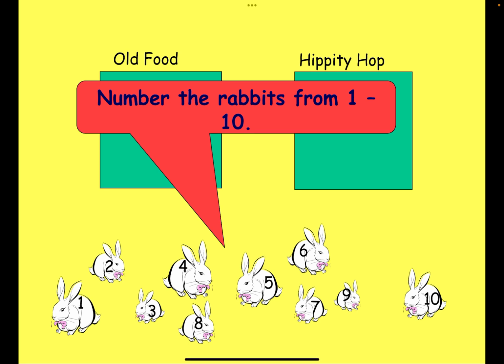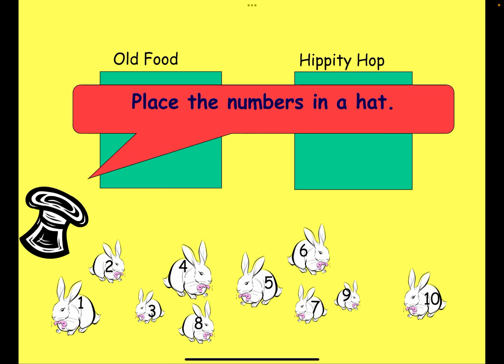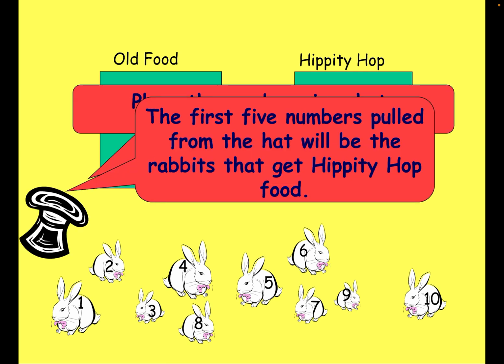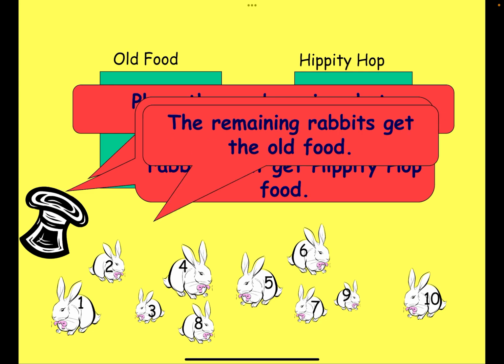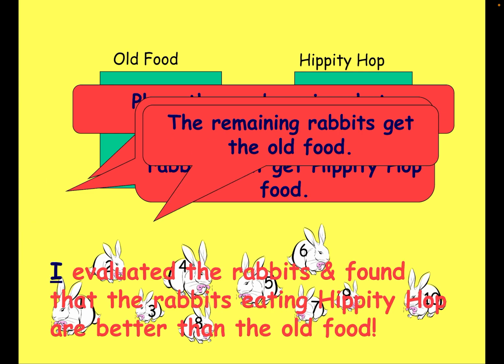So instead, let's number the rabbits 1 to 10, okay? We are then going to place the numbers in a hat, okay? The first 5 numbers pulled from the hat will be the rabbits that get hippity hop food. So I'm going to put rabbit number 9 in hippity hop, 7, 5, 8, and 3. The remaining rabbits get the old food, right? And then once I randomly assign them, then I'm able to evaluate the rabbits and found that the rabbits eating the hippity hop food are better than that of the old food.